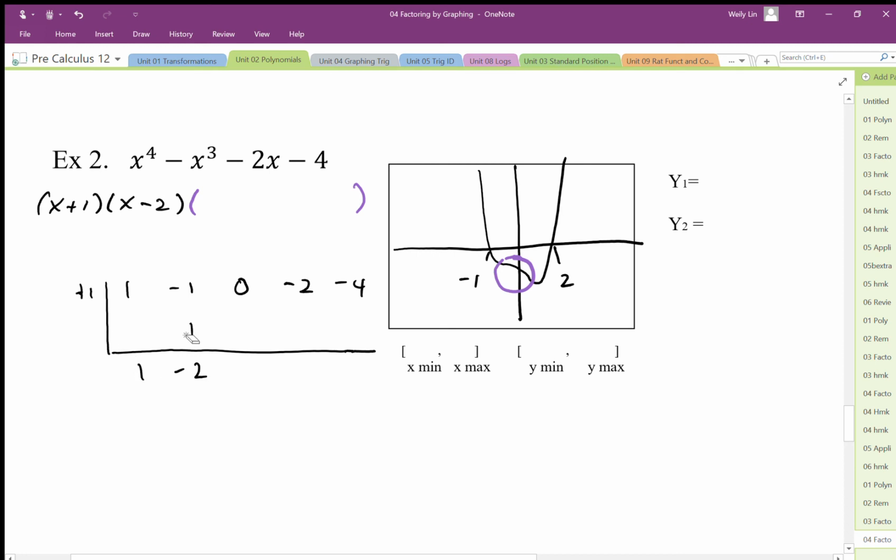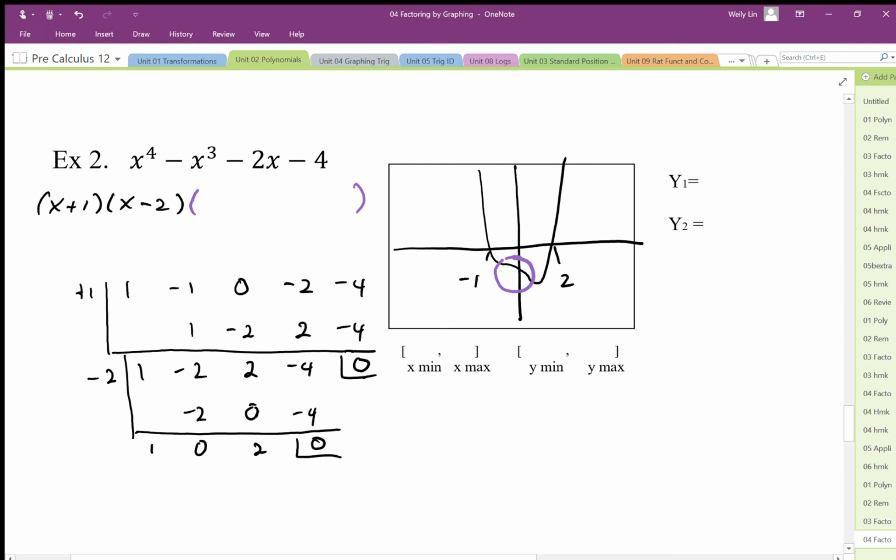So 1 times 1 to minus 2. So this is going to be minus 2. 0 minus 2 is going to give me negative 2. Negative 2 minus 2 is going to give me negative 4. And now I have my 0 remainder. So I can do this again. I'm going to use the other factor, negative 2. So negative 2, 0, 0, 2, negative 4. I'm going to end up with a remainder of 0 again.